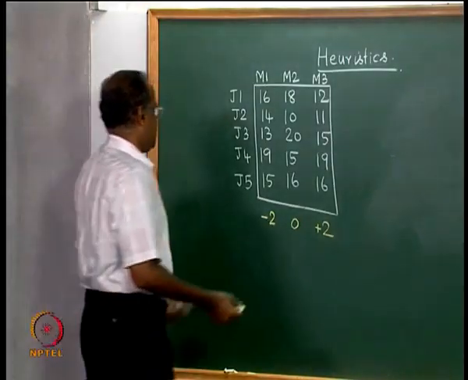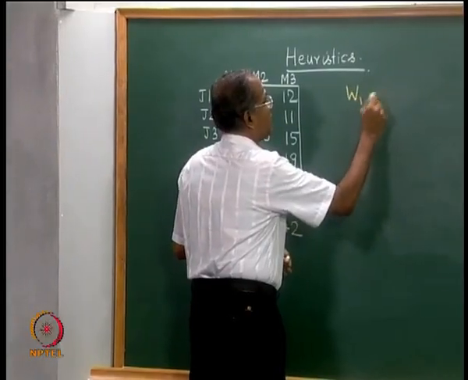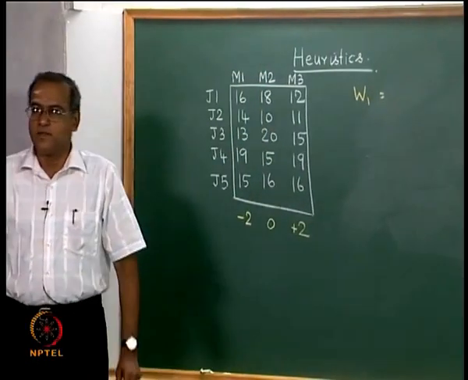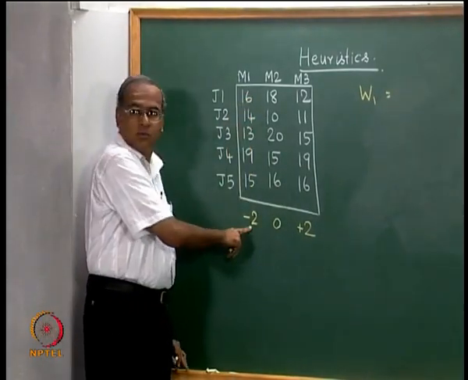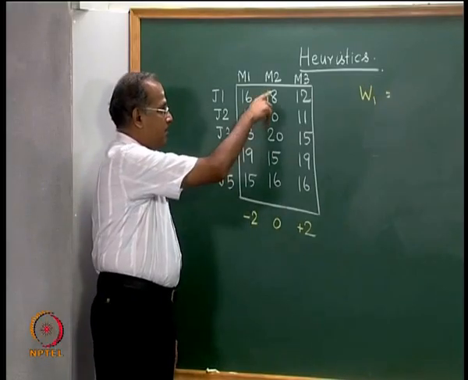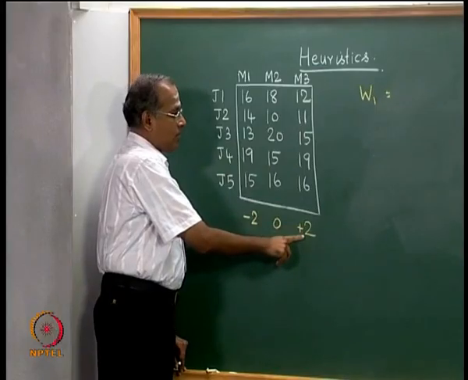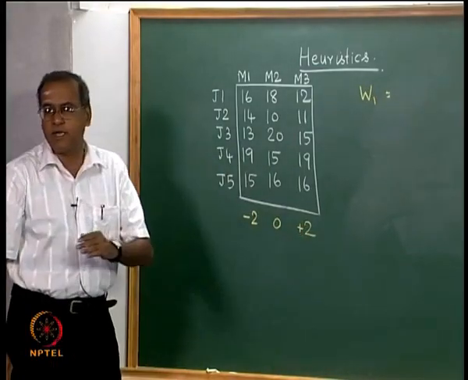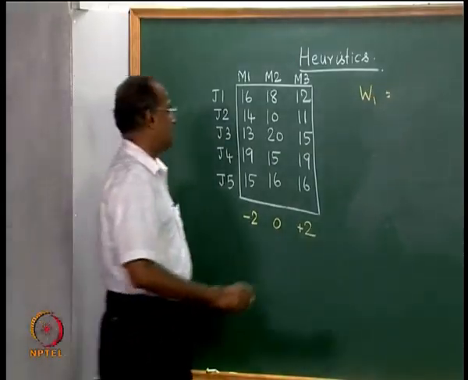So let us call W1 the weight for job 1. So for job 1 the weight will be 16 into -2, which is -32, plus 18 into 0 plus 12 into 2, 24. So 24 minus 32 is -8.